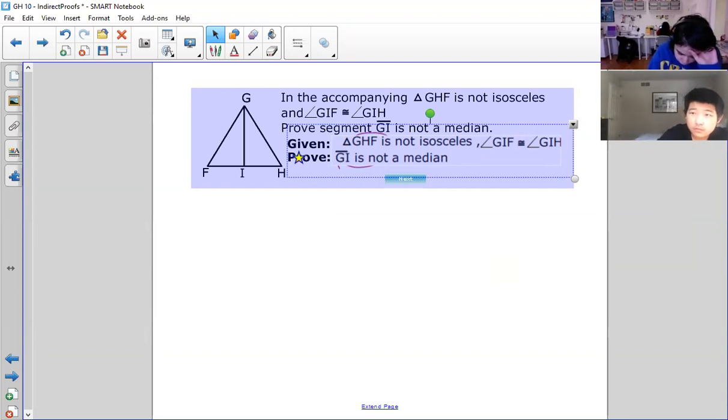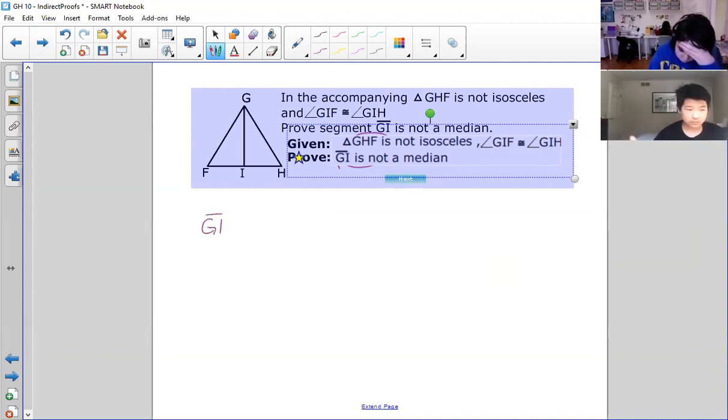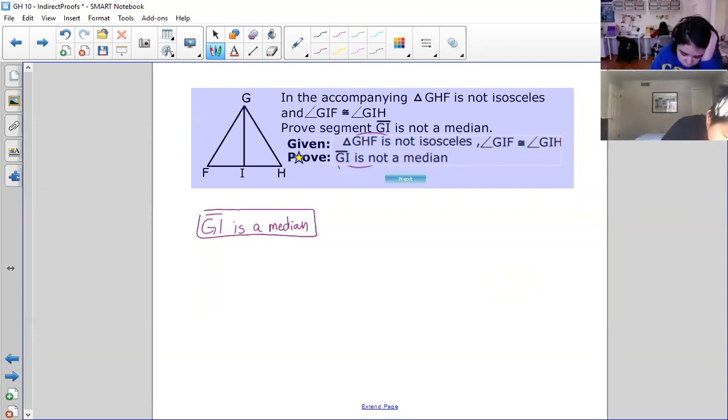So now I can set up my proof. We're going to start with GI is a median. And I'm going to do this one as a flow proof, just to show you a different one. You can do it on the table if you prefer. It's not going to say given, it's going to say assumption leading to contradiction.